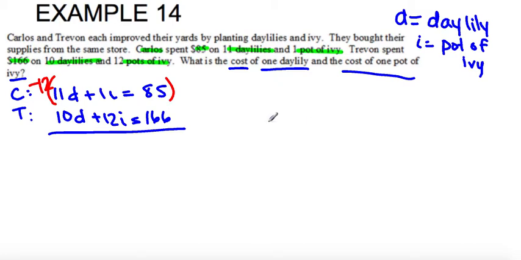I have negative 12 times 11, which is negative 132D, minus 12I equals negative 12 times 85, which is negative 1020. And the bottom equation just stays how it is.